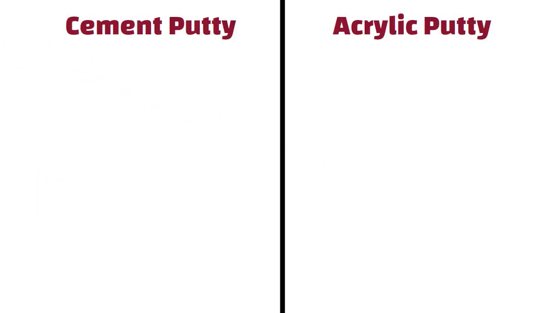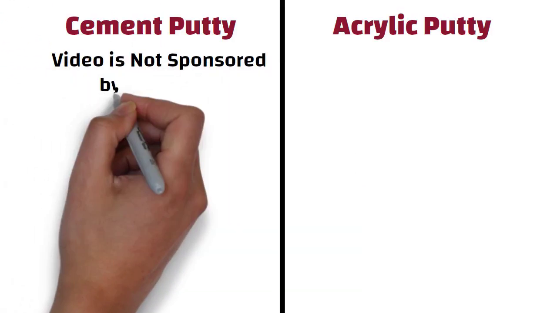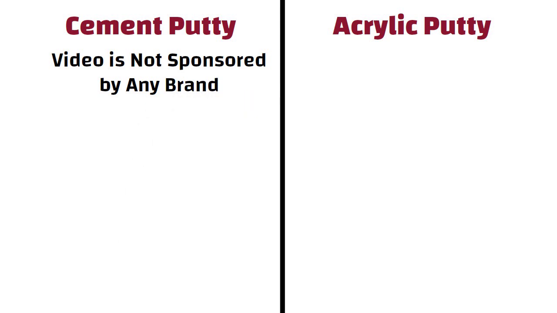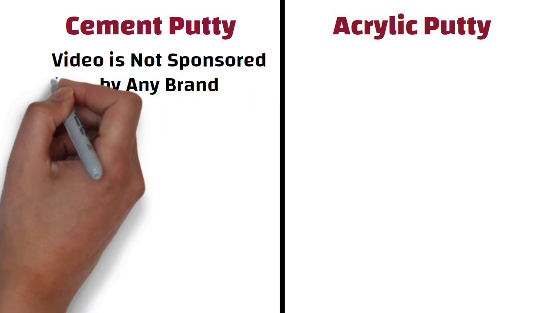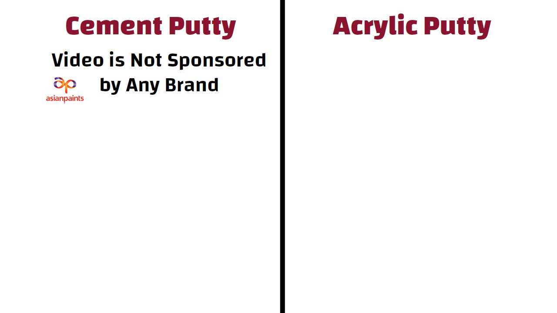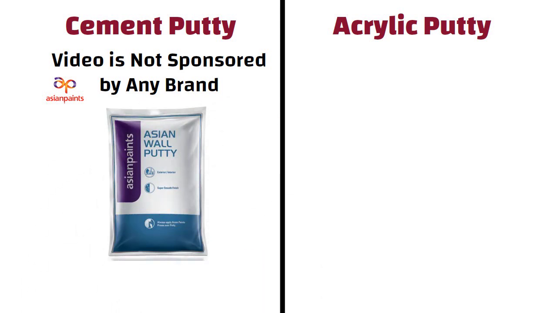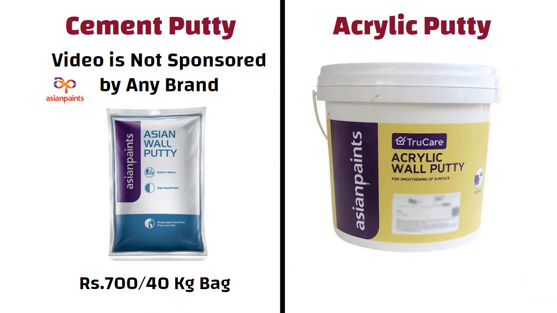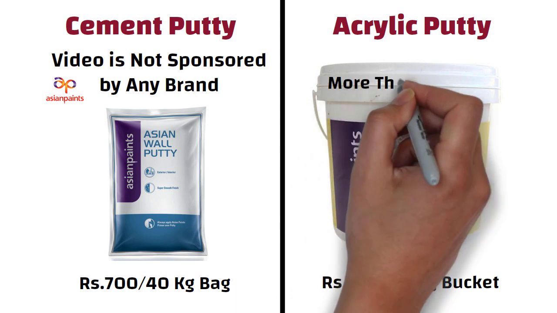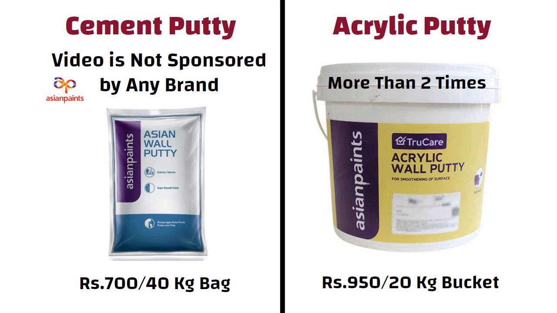Cost: please note, this video is not sponsored by any brand. Just for a comparison purpose, I have considered Asian Paints brand here. The price of Asian cement based putty is 700 rupees per 40 kg bag, whereas the price of Asian acrylic wall putty is 950 rupees per 20 kg bucket. So you can see the price of acrylic putty is more than 2 times that of cement based putty.